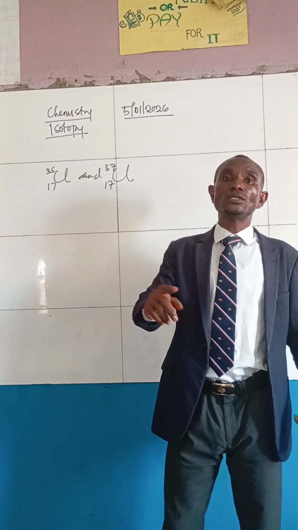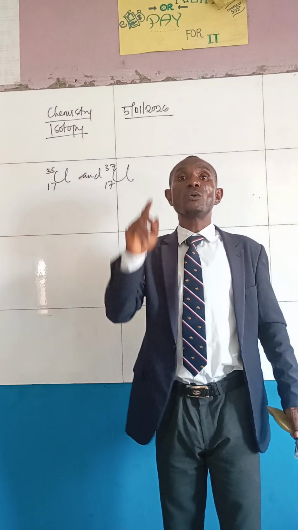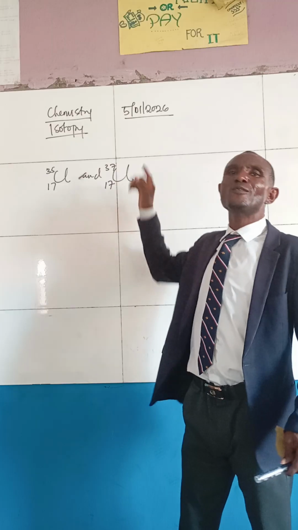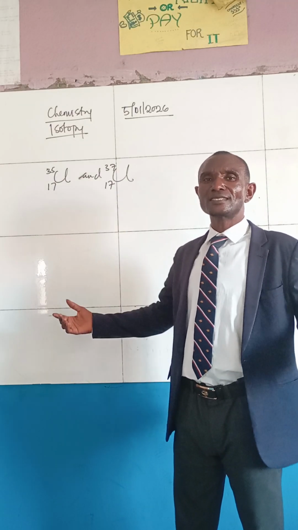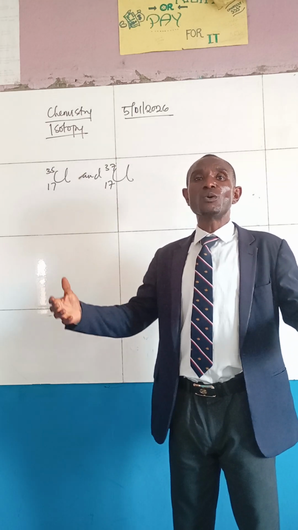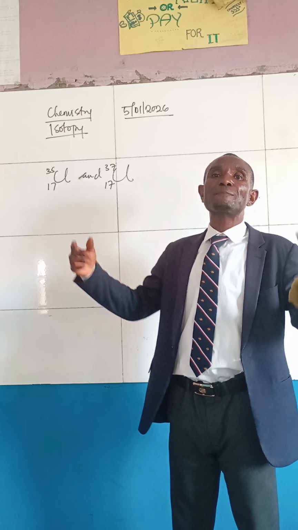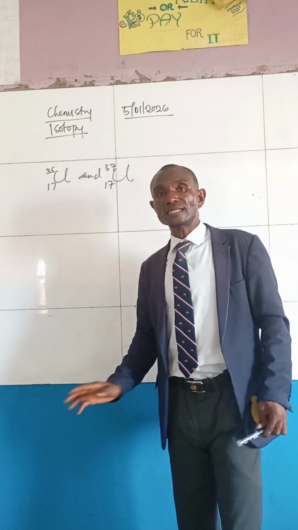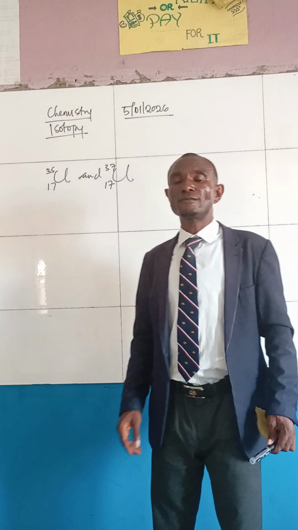Now look at how they turn the question. Explain briefly why the relative atomic mass of chlorine is 35.5. So they are asking, why is it not a whole number? Your answer should be that the reason it is 35.5 is because of the presence of isotopes. So that is why the relative atomic mass of chlorine is 35.5.